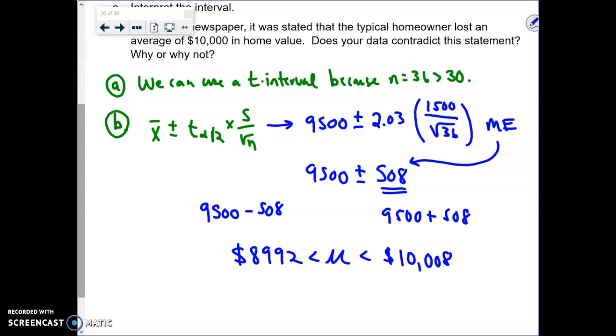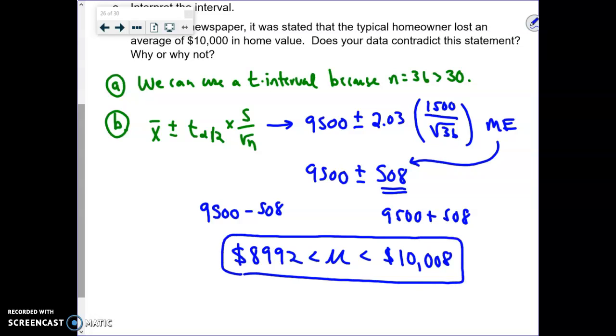Now, what goes in between there is less than, and we're estimating the population mean, and then another less than. So really it's a three-part inequality that basically says we believe that in this interval, the true population mean falls between $8,992 and $10,008 for the typical average loss of a home. So again, that's how you calculate a confidence interval. Now, on the next video, we'll finish the rest of it.